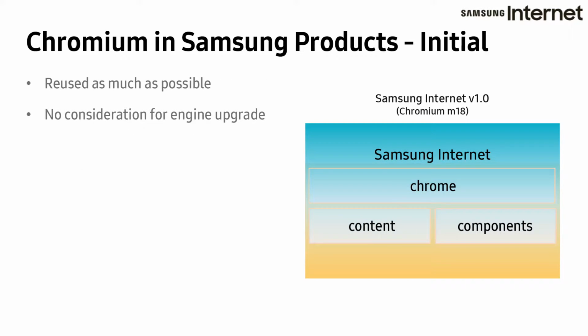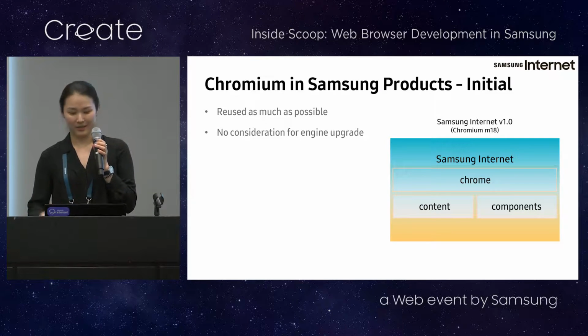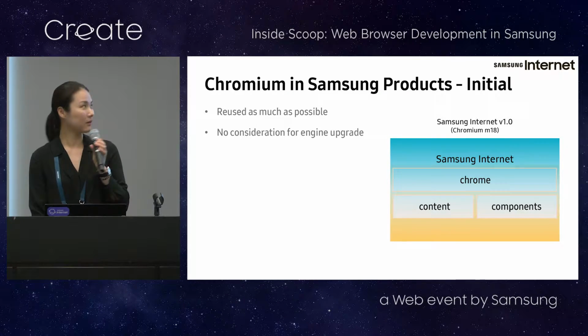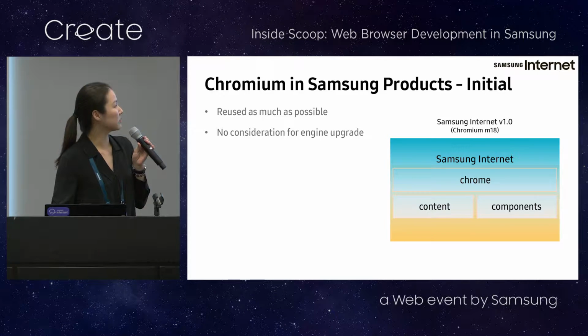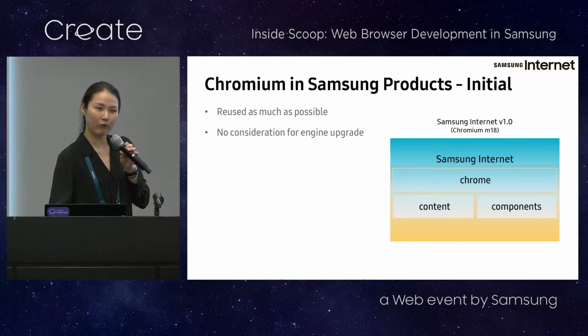When we first built our Samsung browser using Chromium, we tried to use as much as possible from open source. And it was based on Chromium M18. And you can see this blue part is supposed to be Samsung code. So it's not separated from the open source code. It was really all mixed up. We didn't consider that we would be doing engine upgrades in the future. So this was, I think, 2013, and it was released for Galaxy S4 and Note 3.